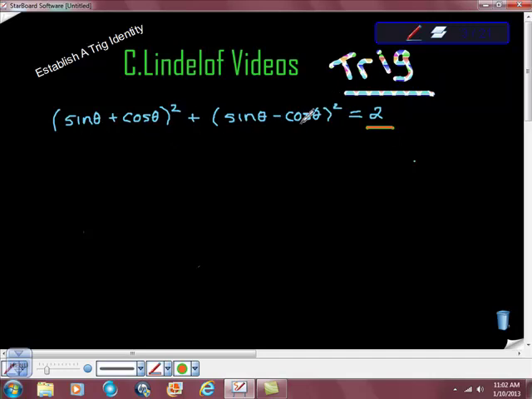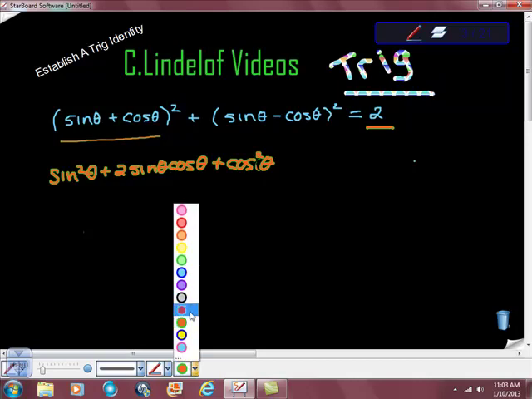So I looked at this a little bit. I realized this thing has to go to 2. So what I'm going to do is go ahead and expand this. I'm going to FOIL this out. And when I did, I got sine squared theta plus 2 sine theta cosine theta plus cosine squared theta. Yeah? So that's this left-hand side. That's this part right here. That's the expansion of this.